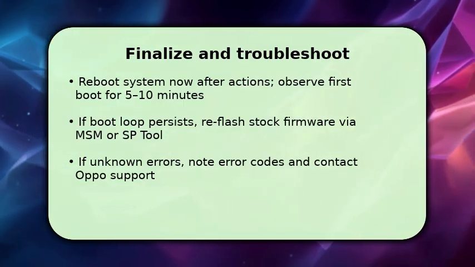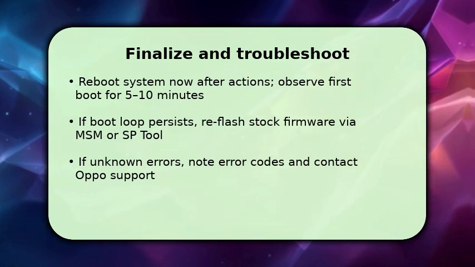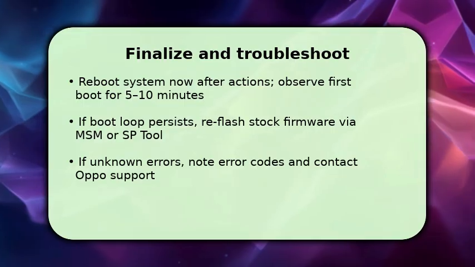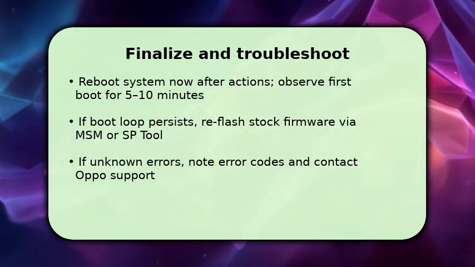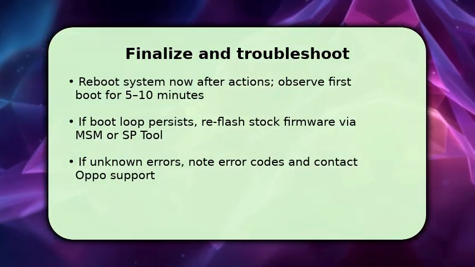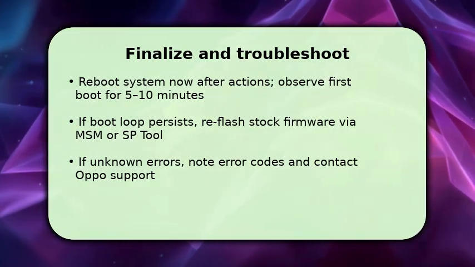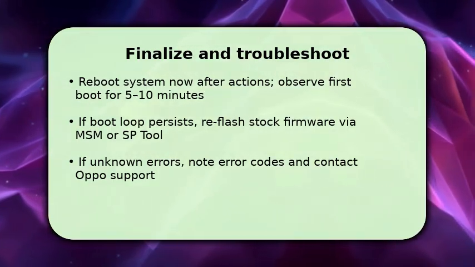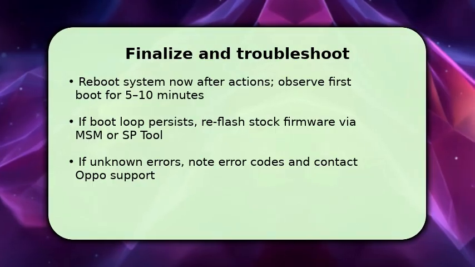If the phone still loops, reflash the official stock firmware using the recommended tool for your chipset. This replaces corrupted partitions. Make sure to match the exact model. If errors persist, write down any error codes and use them when contacting Oppo support or service. This saves time and pins down partition or hardware issues.